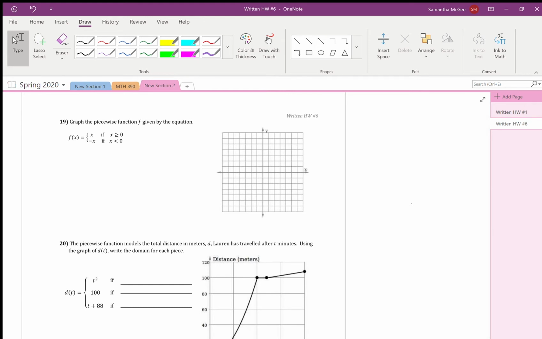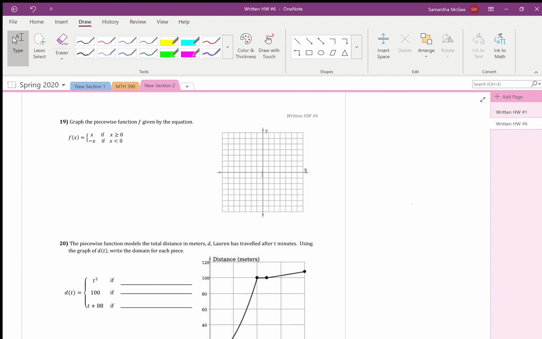I got some feedback on the week 6 homework, and it sounds like it would be helpful to talk about piecewise defined functions, in particular problems 19 and 20 from the homework. And before we dive straight into the problems, I thought it would be helpful to just talk about piecewise defined functions in general.